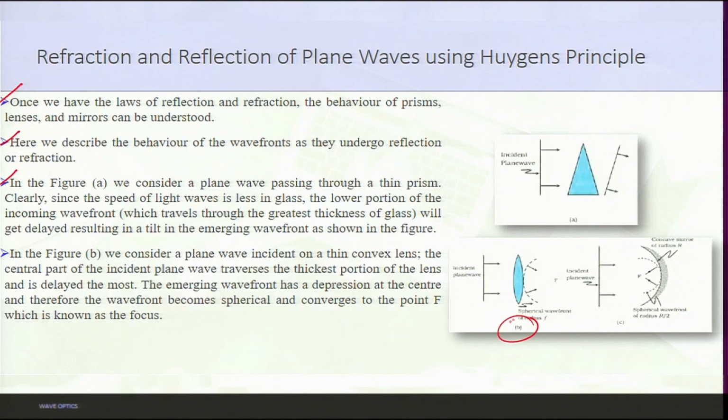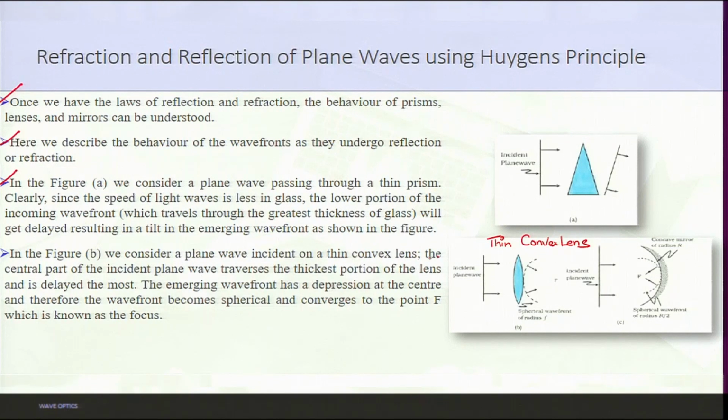Now, please look at this point. Here there is again an incident plane wave, and what happens after it passes through the mirror or lenses will be understood here. In figure B, we consider a plane wave incident on a thin convex lens. So, this is nothing but a thin convex lens, and let me explain this afterwards.